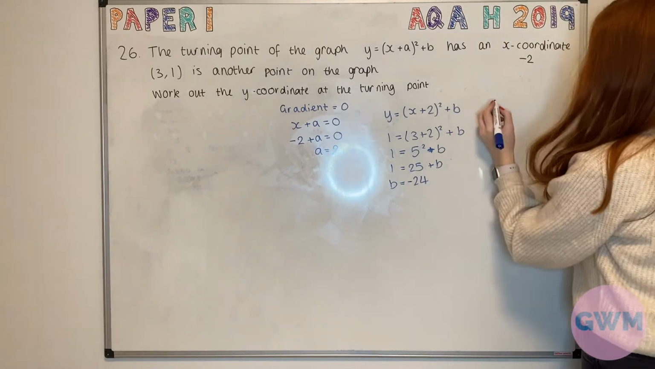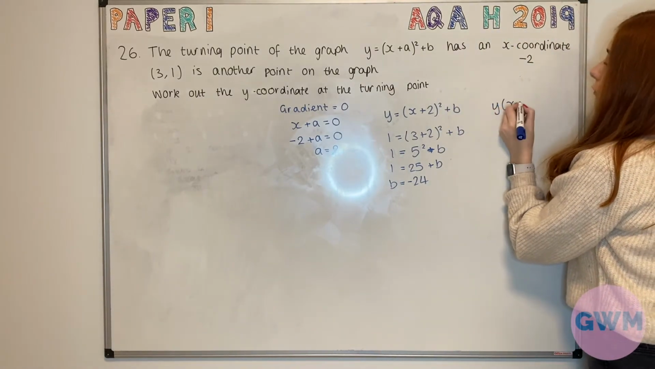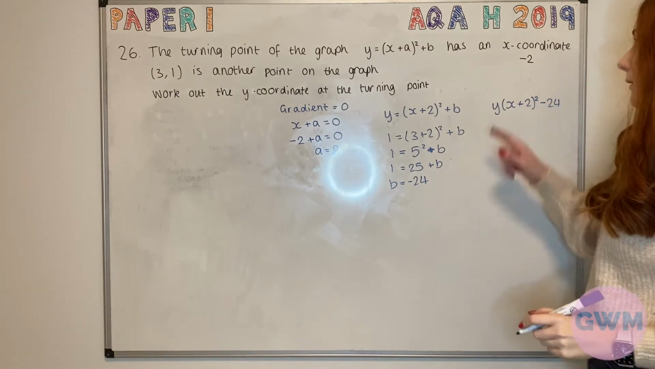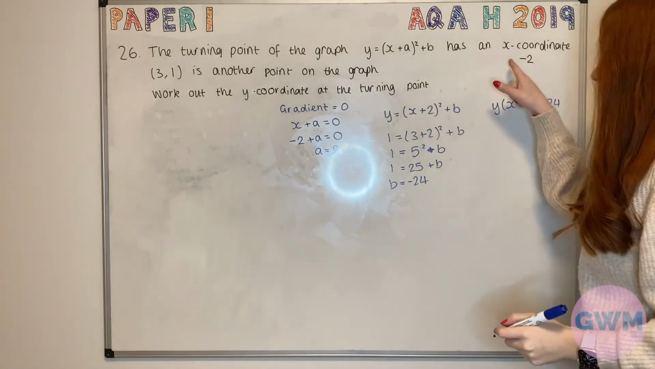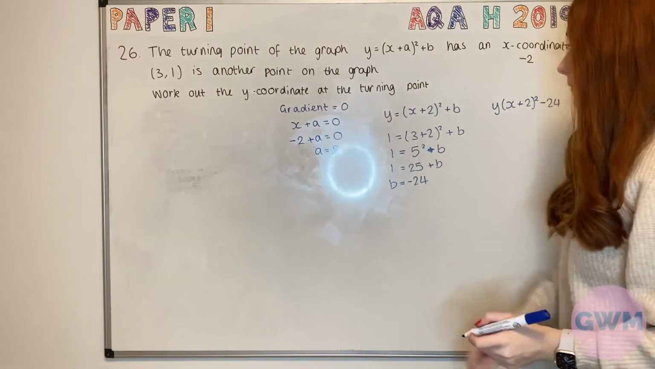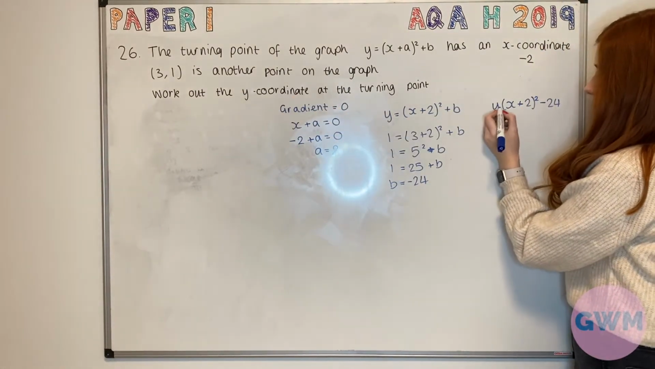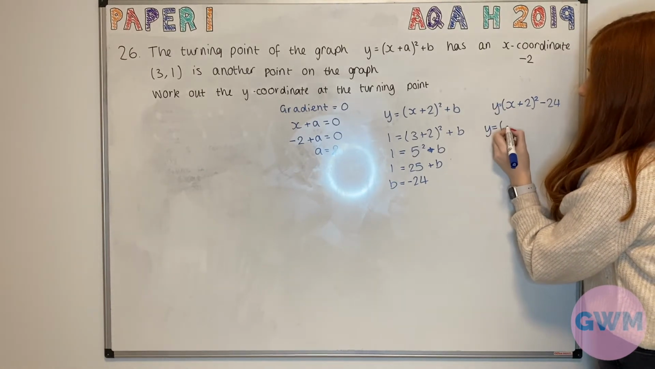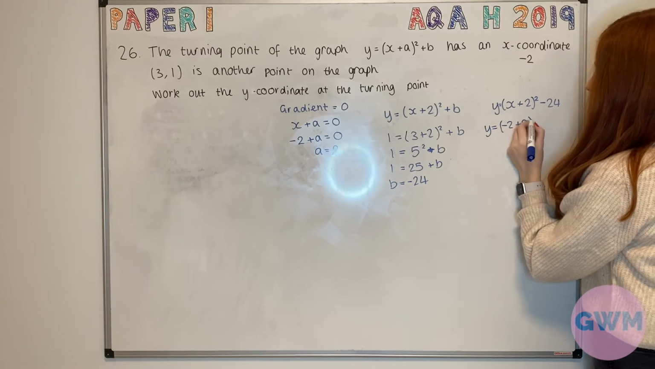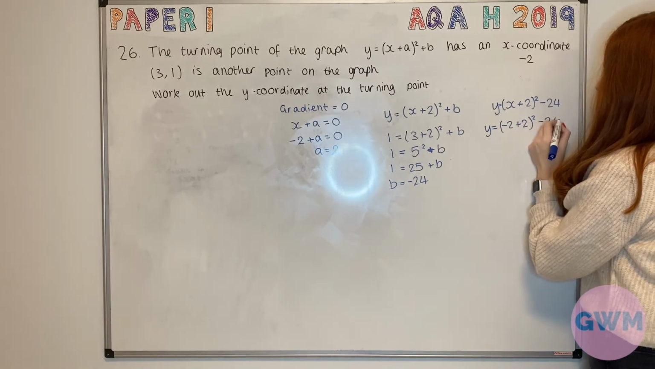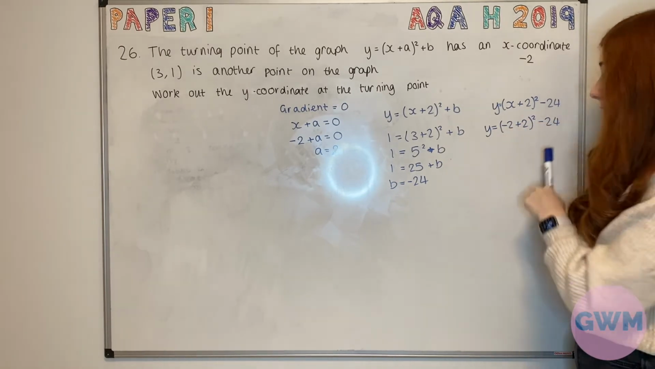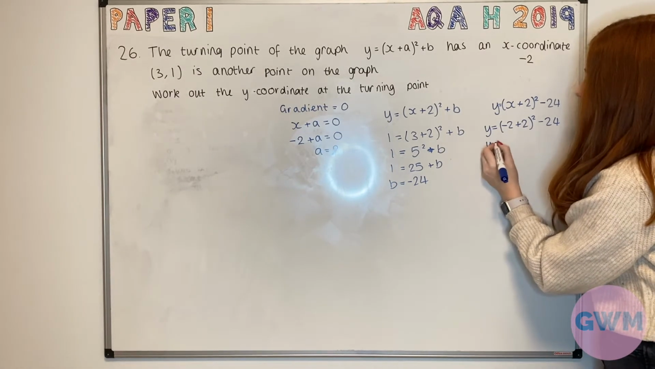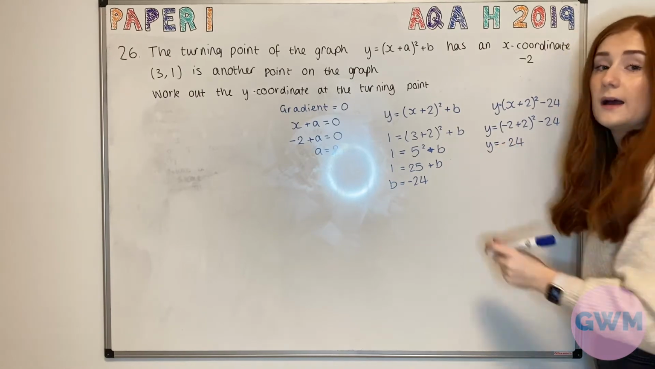So now we have an even better equation. We've got rid of the two unknown variables. Now remember at the turning point, x is minus 2 and it wants us to find y at the turning point. So all we need to do is y equals (minus 2 plus 2) squared minus 24. So remember the turning point, that's 0, so that cancels out, 0 squared is 0. So y is minus 24 at the turning point.